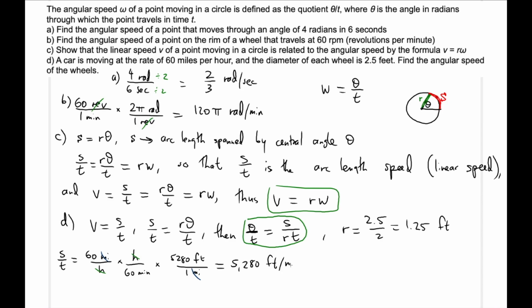5,280 feet per minute. So what you just found is the linear speed of the wheels. It was already given in miles per hour, but you just converted it to feet per minute. Right, so now we can proceed with finding the angular speed using this equation here that we've derived. So then, theta divided by t is going to be what? Notice that we already found the s over t, which is 5,280. Remember that we said we have to divide the linear speed by the radius.